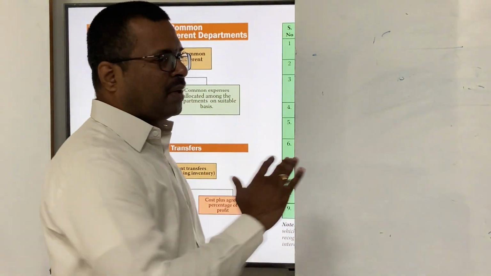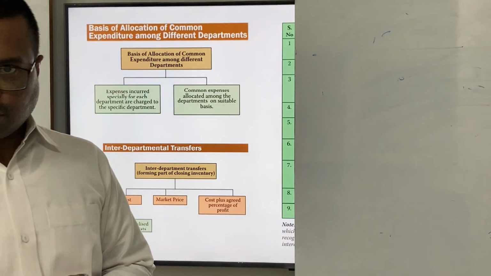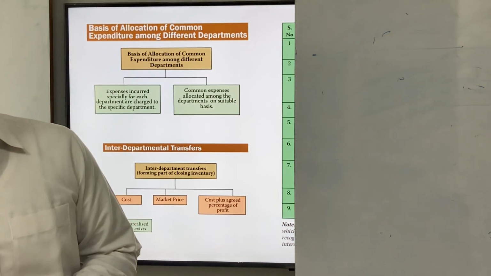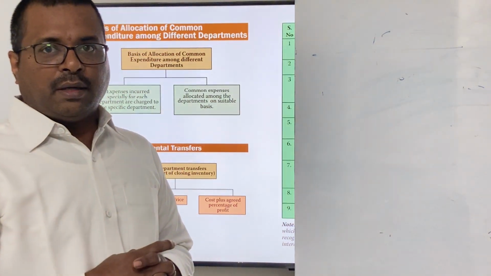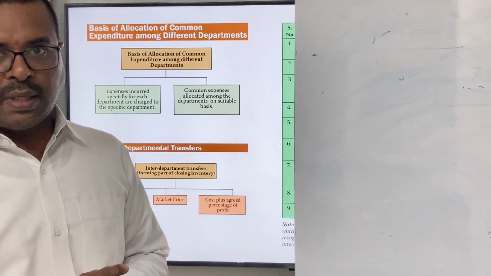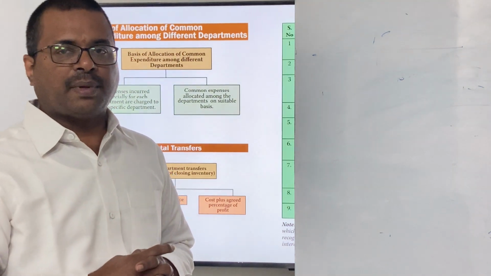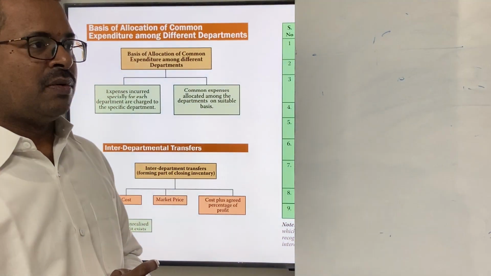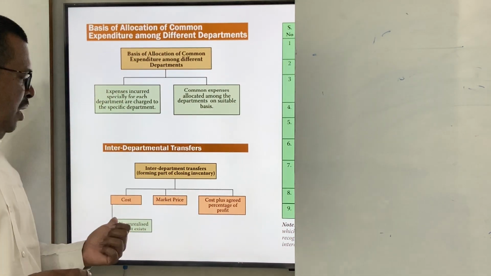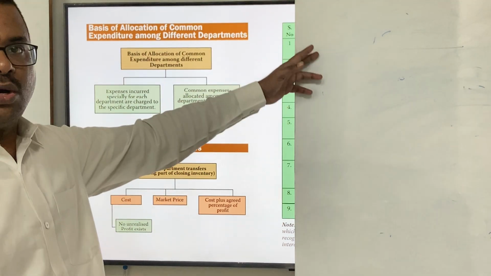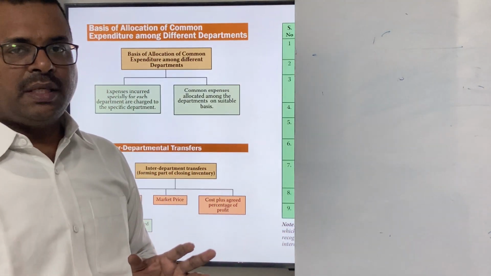Now what is the formula to arrive at stock reserve? The formula is transfer price of unsold stock into profit included in transfer price divided by transfer price. Transfer price of unsold stock into profit element in transfer price divided by transfer price, you will arrive at stock reserve. So this is the basis on which the inter-department transfer happens, the three methods, how to arrive at stock reserve, what are the journal entries, and how it is disclosed in the balance sheet, the main aspects of departmental accounts.